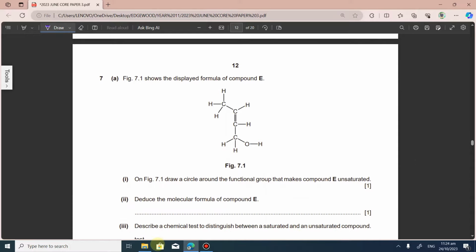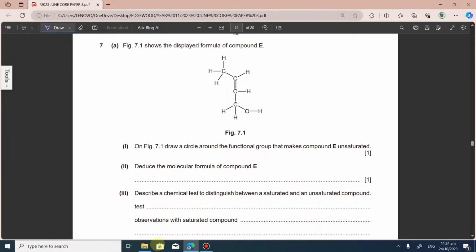Alright, so we move to the next question, which is on organic chemistry now. You're given this structure, it shows the displayed formula of compound E. On figure 7.1, draw a circle around the functional group that makes compound E unsaturated. Now, remember, unsaturated means compounds that have double bonds or triple bonds in between 2 adjacent carbon atoms. So any hydrocarbon or any organic compound that has double bonds or triple bonds in between 2 carbon atoms is referred to as unsaturated.